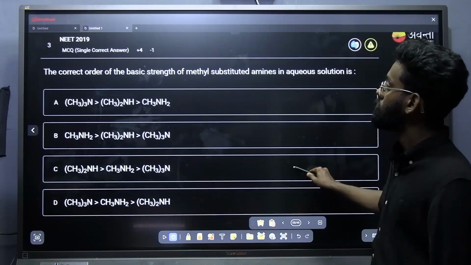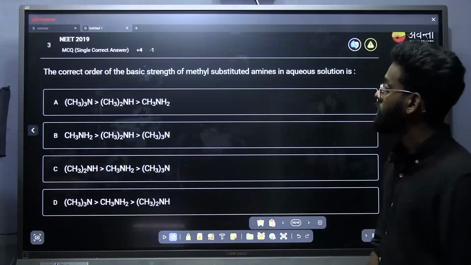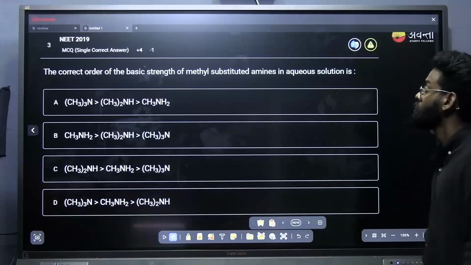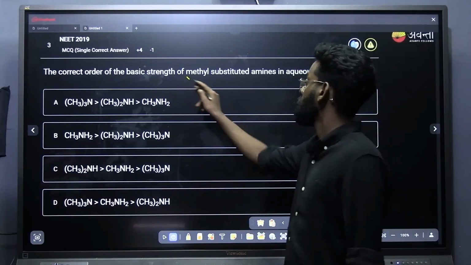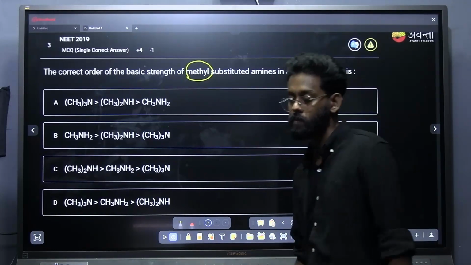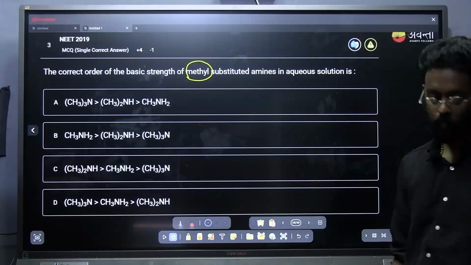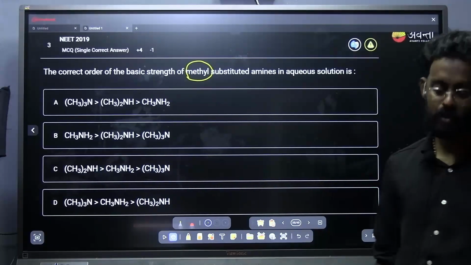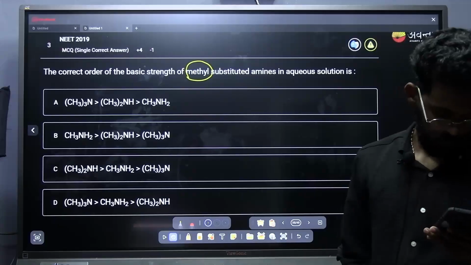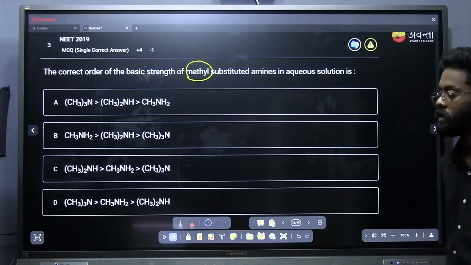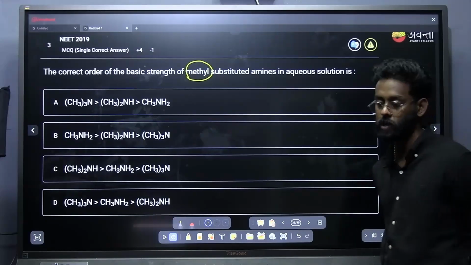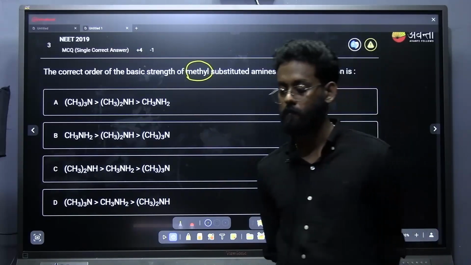Here is another question, NEET 2019. The correct order of basic strength of methyl substituted aniline in aqueous solution. Here it is clearly mentioned it is methyl substituted. If it is methyl substituted, what is the order of basic strength? Option A, B, C, D. Give me the answer in the chat box, students.